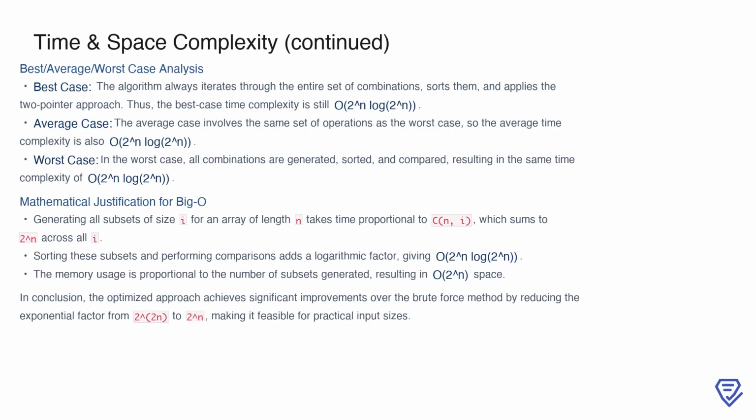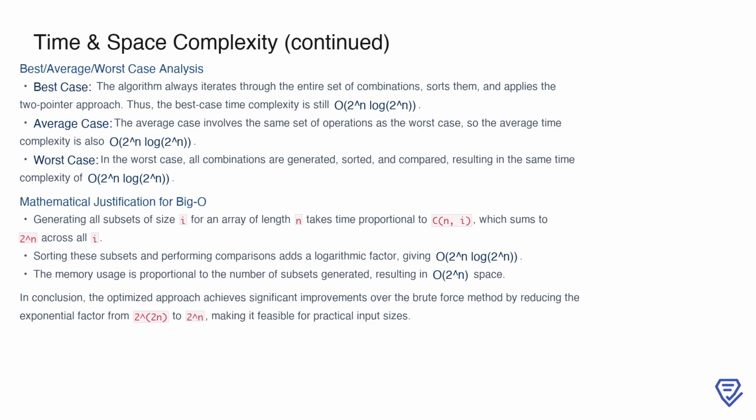Finally, let's evaluate the best, average, and worst-case scenarios for this algorithm. Regardless of the input, the algorithm always generates all subsets, sorts them, and applies the two-pointer approach. This consistency means that the best case, average case, and worst case time complexities all remain 2 to the power of n log 2 to the power of n. To understand why, note that generating all subsets of size i involves a combinatorial process proportional to 2^n, and sorting and comparing these subsets adds a logarithmic factor. The space complexity is similarly consistent, as it depends solely on the storage of 2^n subsets, leading to a space complexity of 2 to the power of n.